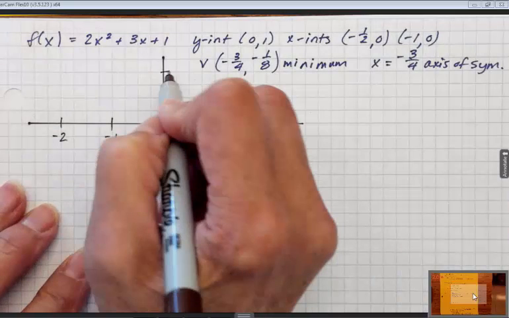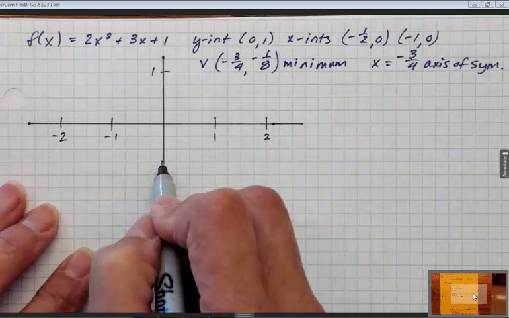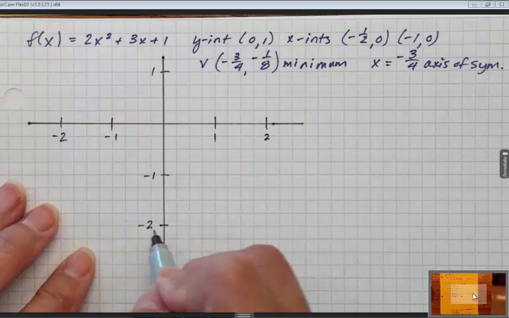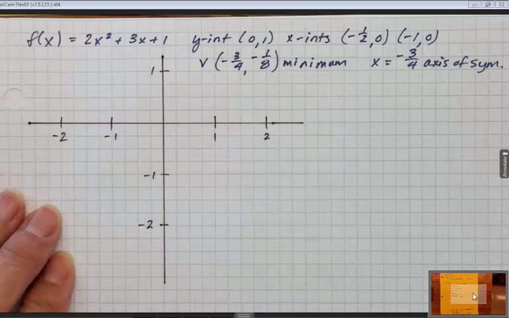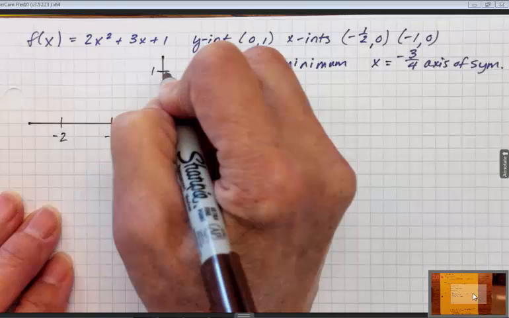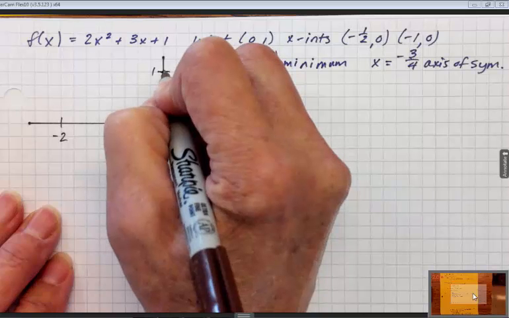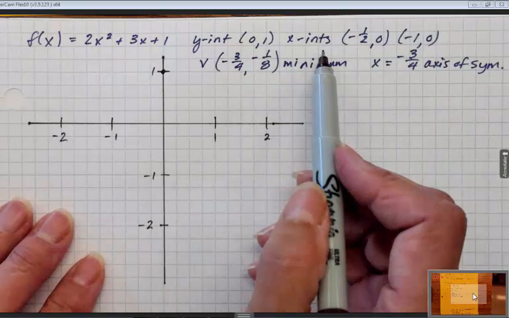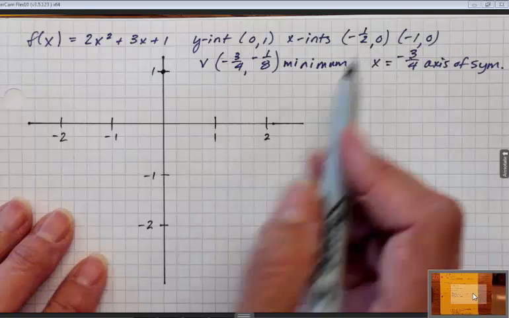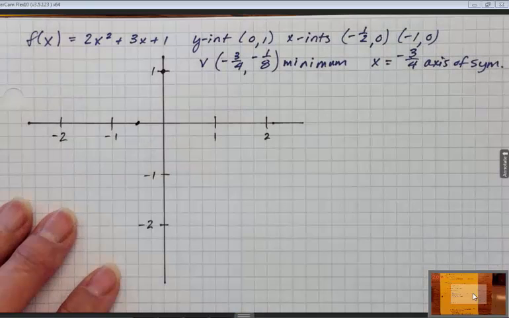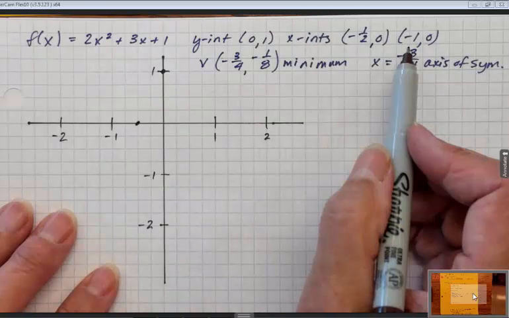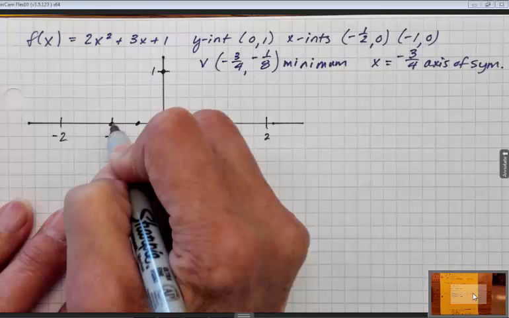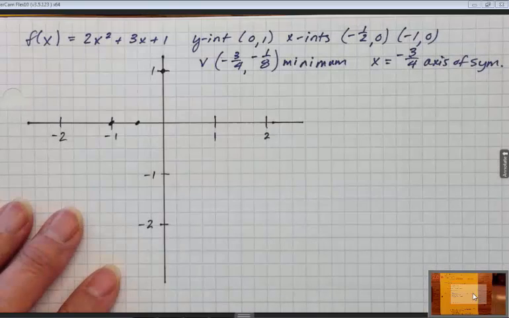And I have a y-intercept of 0, 1. And I have x-intercepts of negative 1/2, 0. So here's negative 1/2, 0. And I am at negative 1, 0. Okay. And then I have my vertex. Negative 3/4. That's over here. Down an 8, which is just going to be about right there.